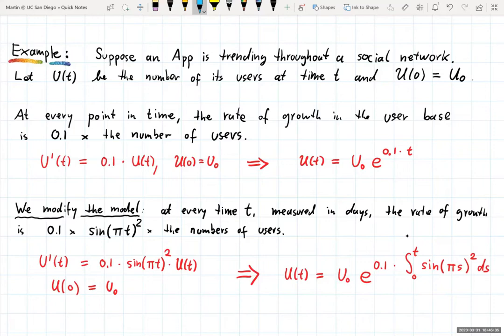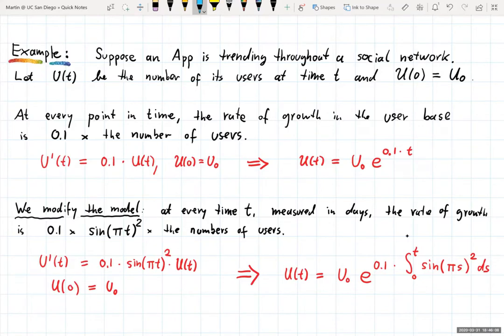Now that is very simple, but let's suppose we want to modify the model in order to catch certain phenomena that are not yet part of our model, but which might be interesting in practice.